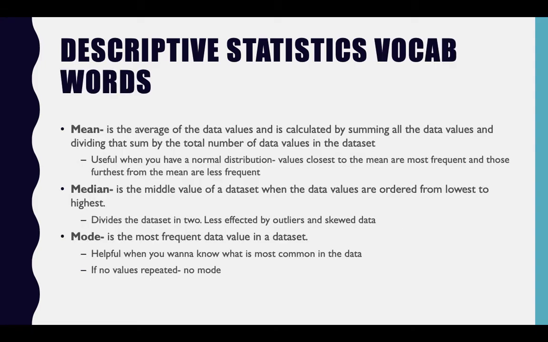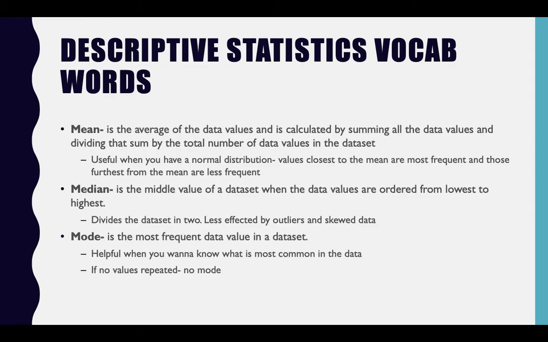All right, so the document goes more in depth on calculation and stuff, but here are some basic vocab words for descriptive statistics. So the mean is the average of the data values, and you calculate it by summing all of the data values and then dividing the sum by the total number of the data values in the data set. Say you had 1, 2, 3, 4, 5. Well, you would sum that up and then divide it by 5, because there's 5 values in that data set.